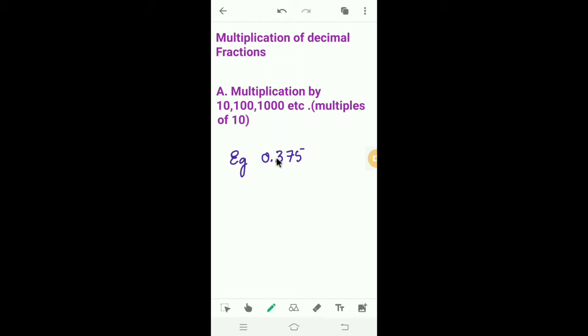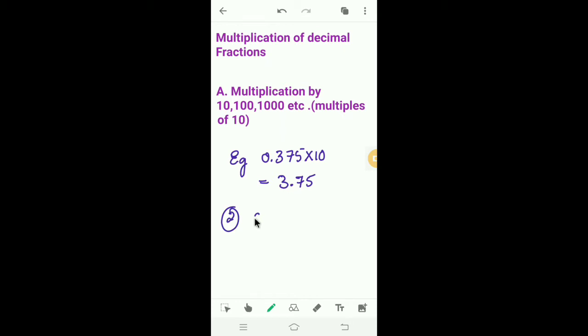0.375 into 10. What we have to do? We have to move the decimal point in the multiplicand by as many places to the right as there are zeros in the multiplier. Here how many zeros are there? 1 zero. So we have to move the decimal point in the multiplicand one place to the right. 3.75.